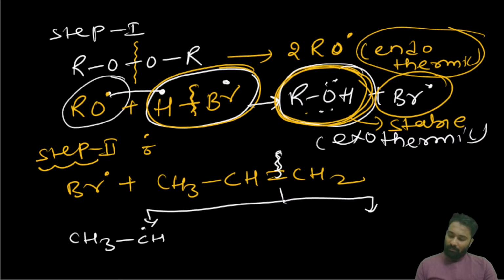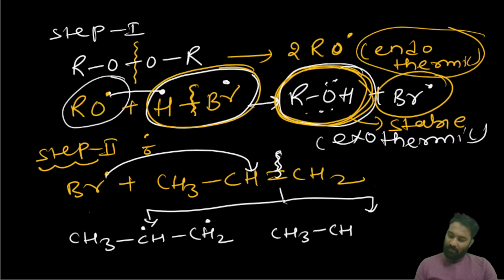Now here is one radical, and here it is a 2. The second type of radical... okay, wait, not in this manner. See, if this Br radical is attached to this carbon, then the radical will be generated here. If this Br radical is attached to this carbon, the radical is generated here in this manner.